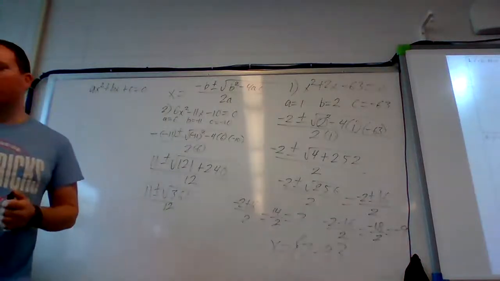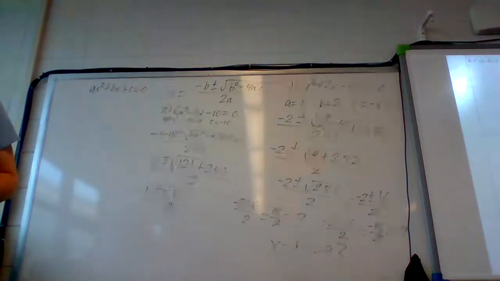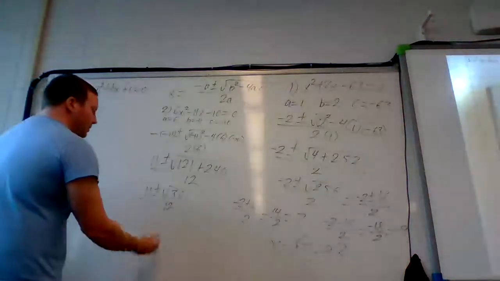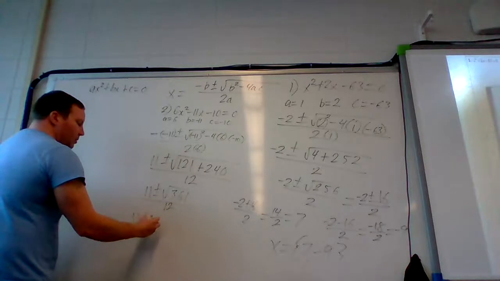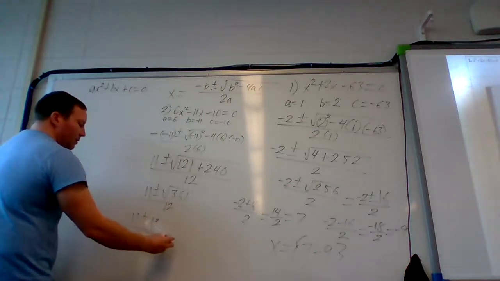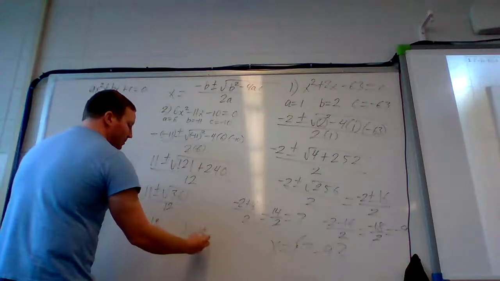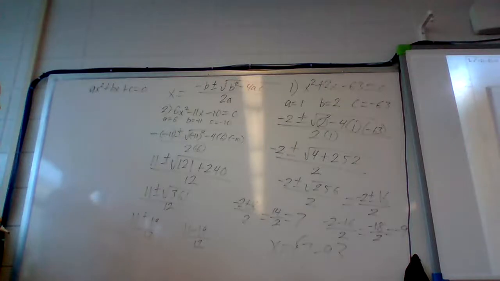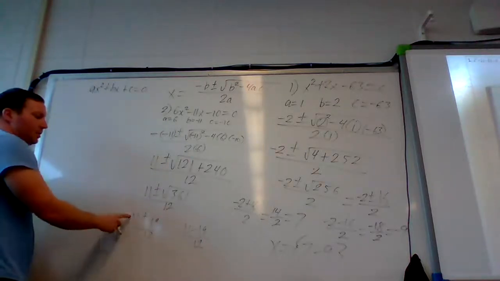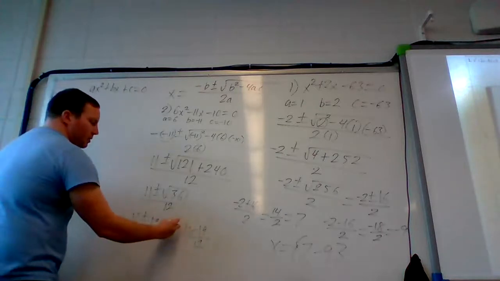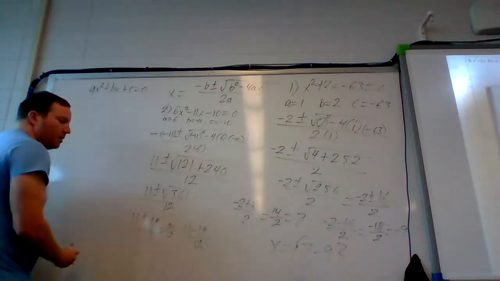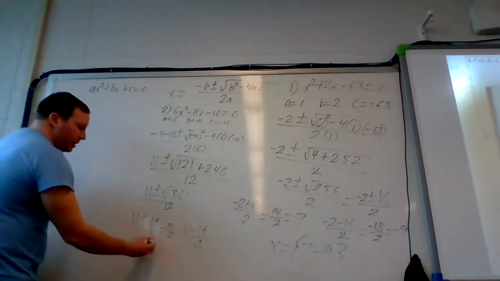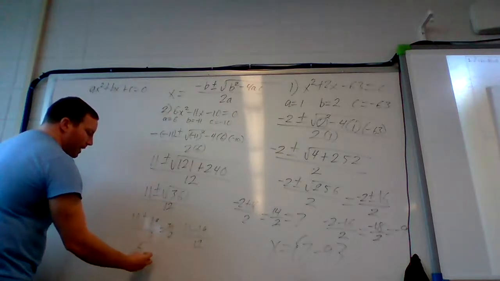So then what is the square root of 361? We get 19. So we have 11 plus 19 divided by 12, and 11 minus 19 divided by 12. So 11 plus 19 is 30 divided by 12. And that reduces down, we can divide both of those by 6. So that's going to get me 5 halves.